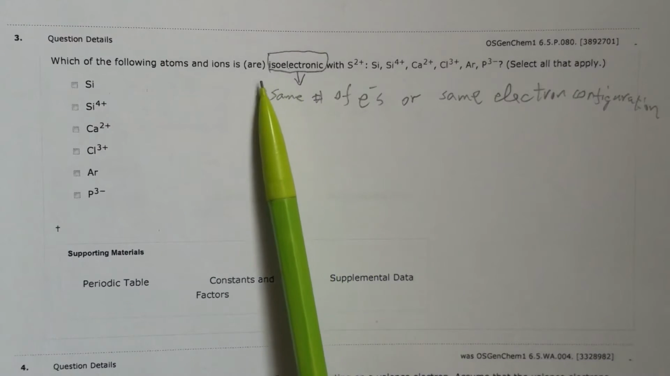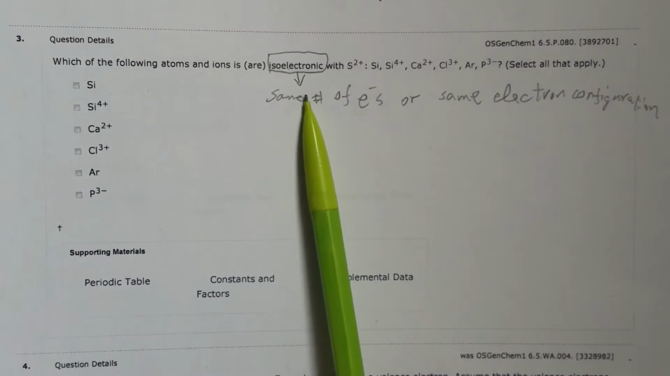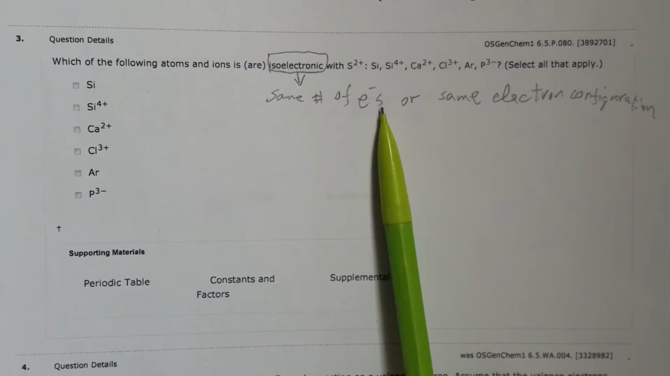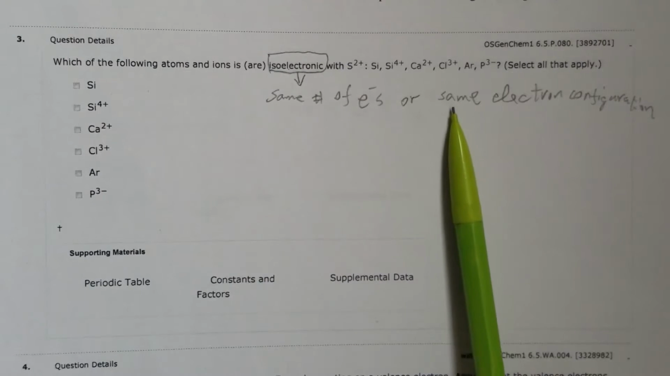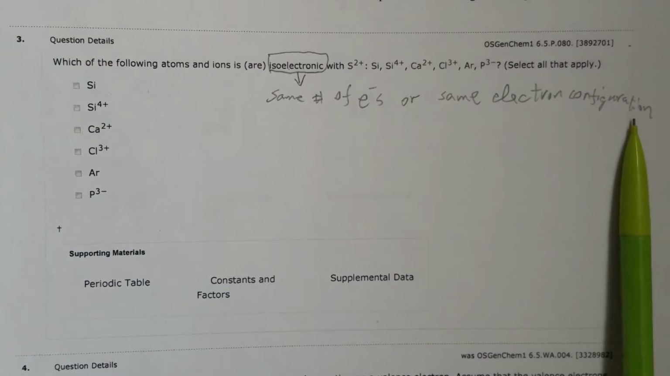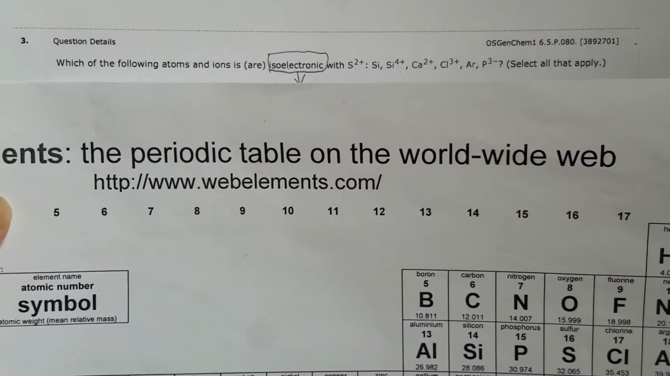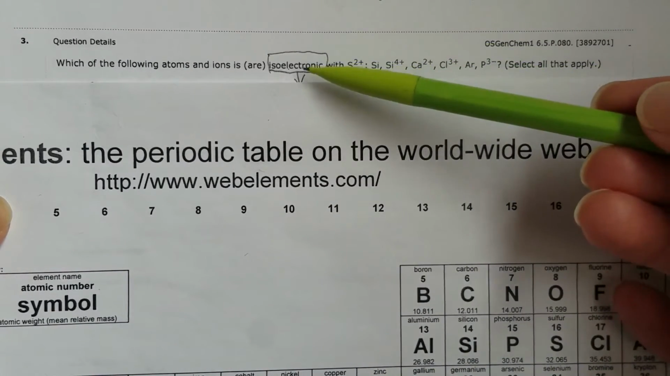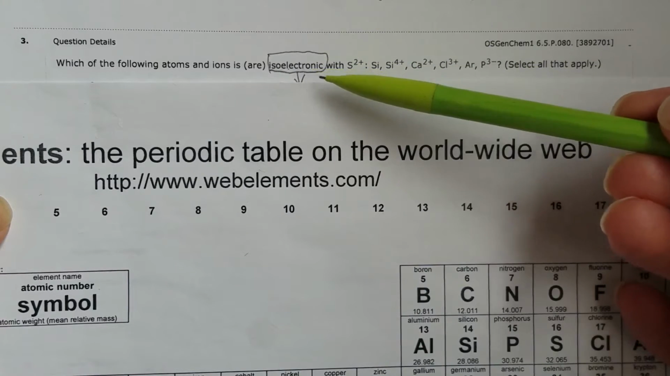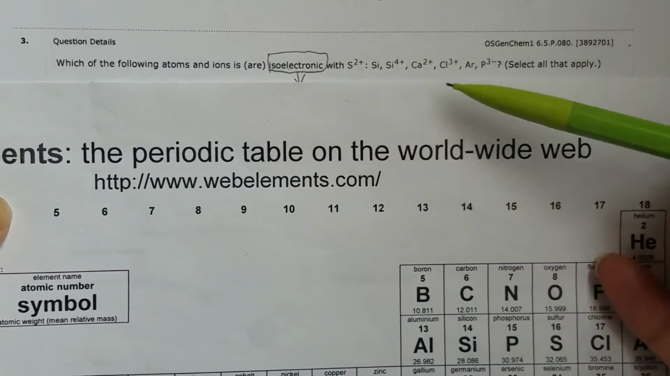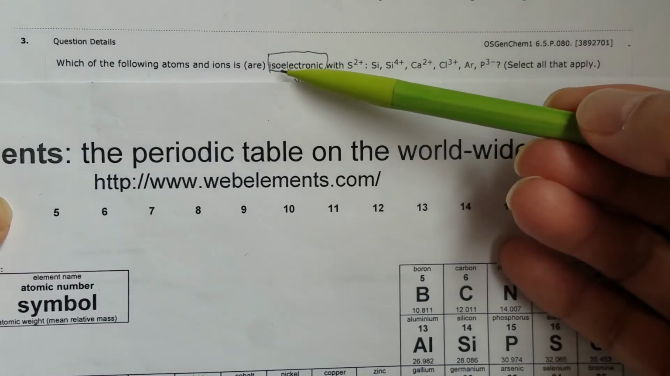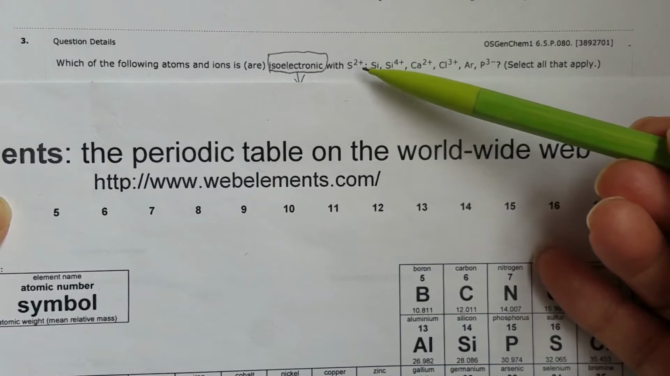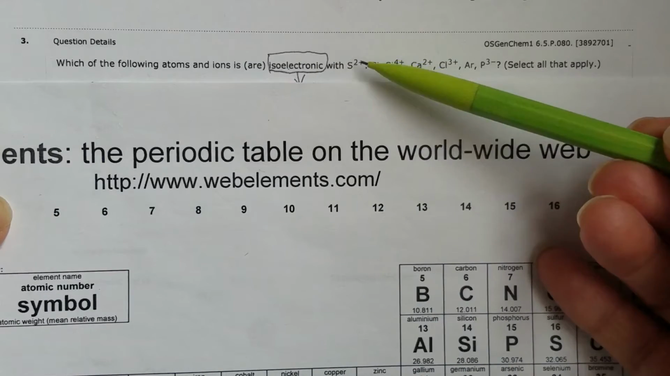So what does isoelectronic mean? It means they should have the same number of electrons. If they have the same number of electrons, of course, they should have the same electron configuration. So since it's asked which one has the same electron configuration or is isoelectronic with S2+, we need to find out how many electrons are in there.